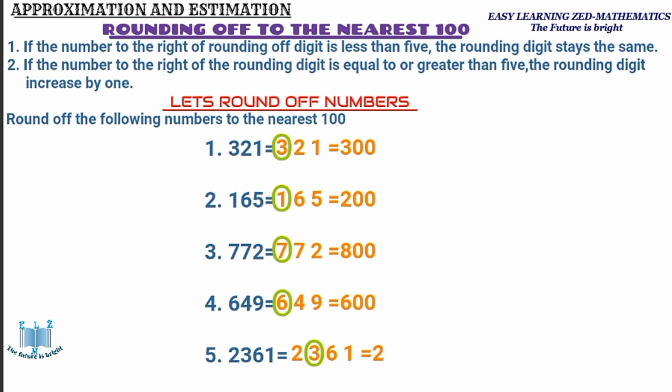Once we do that, we say since 6 is greater than 5, we are going to add 1 to 3, or 3 will increase by 1. So 3 plus 1 will give us 4. Then where there is 6, we'll put 0. Where there is 1, we put 0. Therefore, rounding off 2361 to the nearest hundreds will give us 2400.